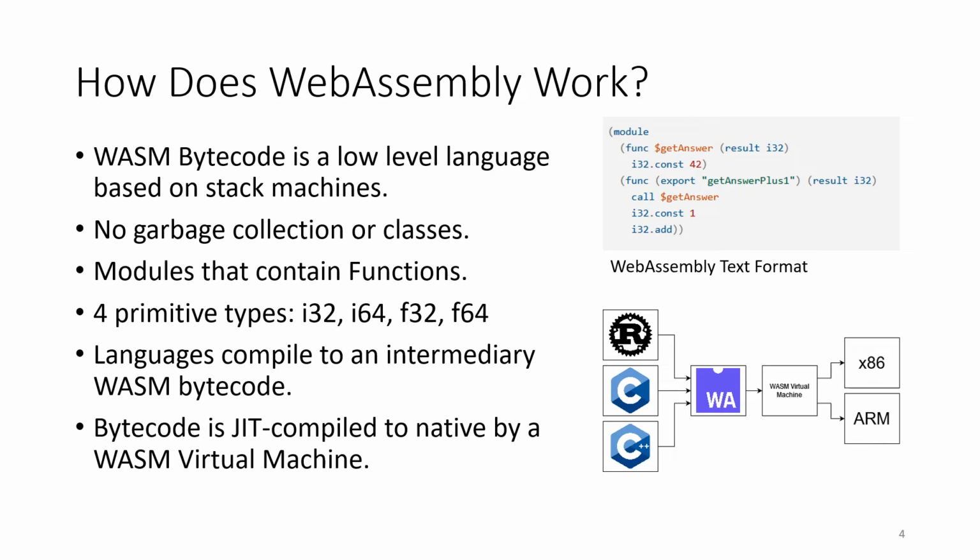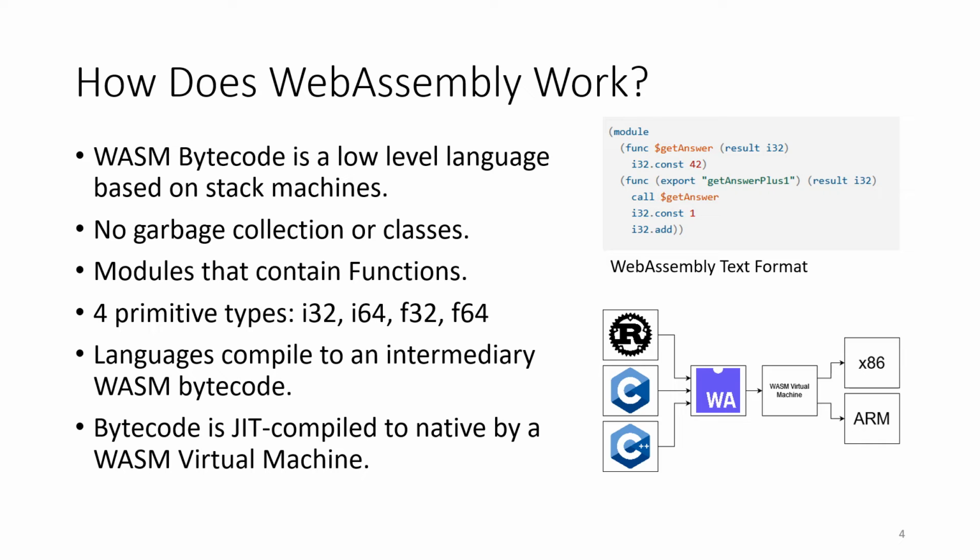WebAssembly, or WASM, is defined as a low-level bytecode that is similar to a static machine. It doesn't currently provide any garbage collection, classes, interfaces, or any higher-level types beyond basic primitives. Specifically, it only supports 32 and 64-bit integers and floats natively. While a WebAssembly text format does exist, as pictured here in the top right, it is primarily designed as a compilation target for other languages.